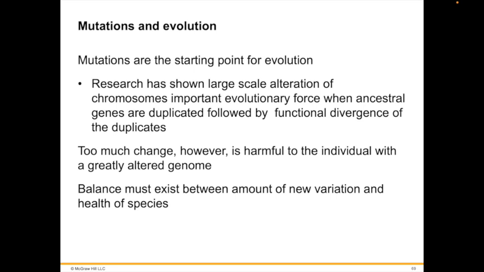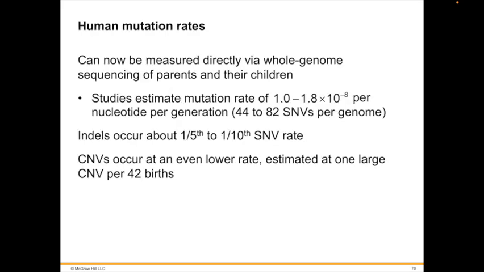Whole genome sequencing has now allowed direct measurement of mutation rate by sequencing large numbers of parent-offspring trios, so mom, dad, and child. Multiple studies of this sort estimate a mutation rate of 1.1 to 1.8 times 10 to the negative 8 per nucleotide per generation. In other words, this represents 44 to 82 new single nucleotide variant mutations.